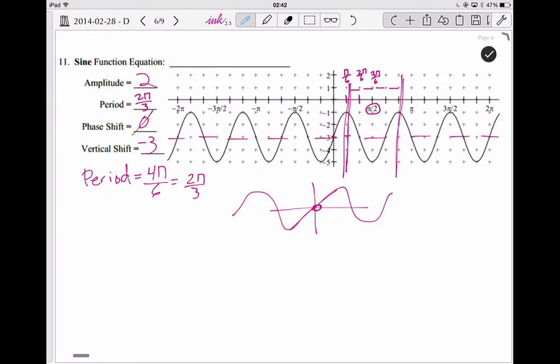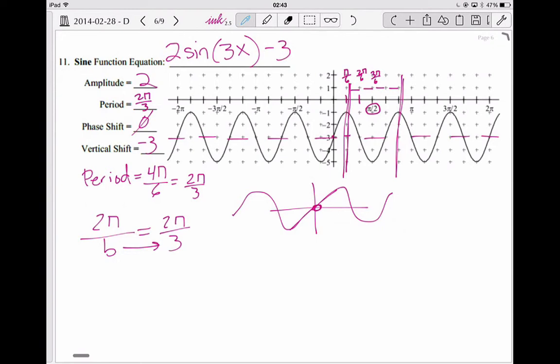Lovely. So our sine function is going to be 2 times the sine. Well, 2 pi over b is supposed to equal our new period, which is 2 pi over 3, which tells me that b must equal 3. I don't have a phase shift, so I'm not going to bother to factor out my coefficient. So x plus nothing, and then it's shifted down 3. So y equals 2 times the sine of 3x, minus 3.